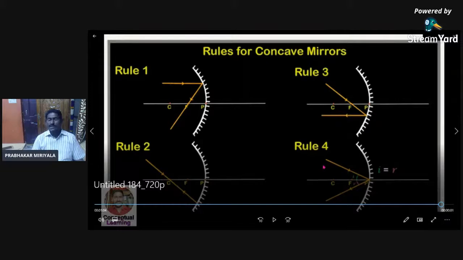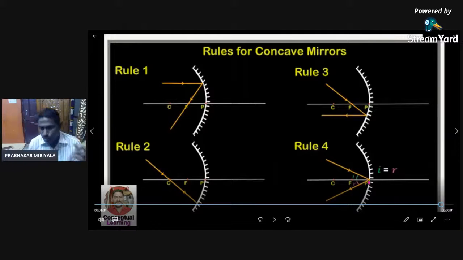And rule 4 వచ్చేసి, the rays which make some angle with the principal axis and are incident at the point P, that means the pole, will be reflected back into the same medium with the same angle. That means here the angle of incidence is equal to the angle of reflection.